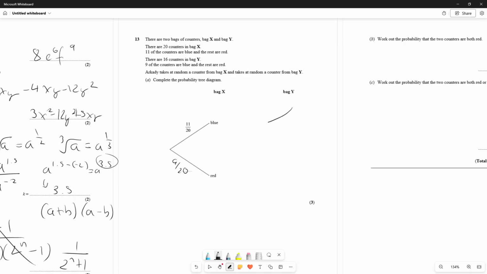And next, in order to complete it, we just draw out our tree here. And there are 16 counters, and 9 of them are blue and the rest are red. So let's just label this blue and red to show the different outcomes. And it'll be the same for each time. So out of 16, we can do this because there are 16 total. There are 9 blue, so for blue, put 9. There must be 7 left for the others. That's the tree diagram completed.